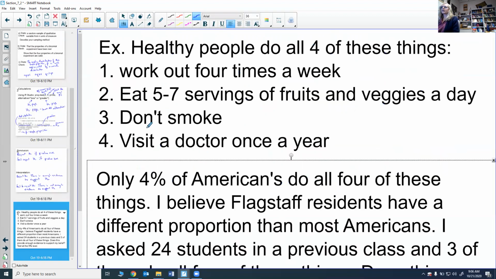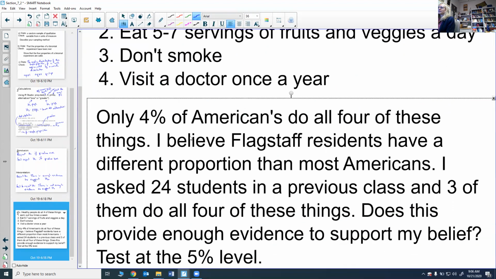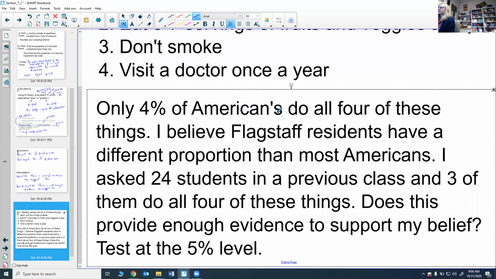Let's go ahead and do a quick example of this. Here's an example. Healthy people do all 4 of these things. They work out 4 times a week. They eat 5 to 7 servings of fruit and vegetables a day. They don't smoke, and they visit a doctor at least once a year. Now, it turns out only 4% of Americans do all these things.